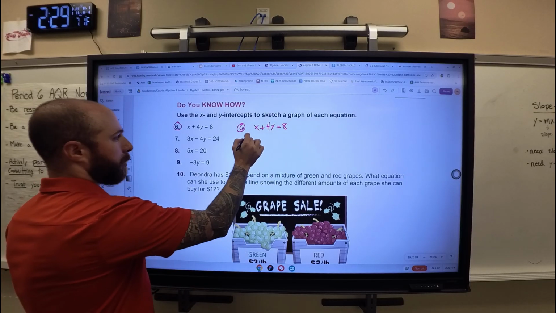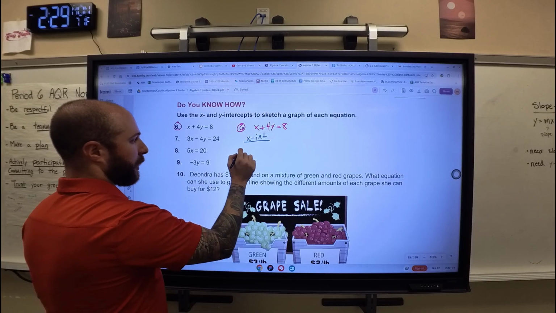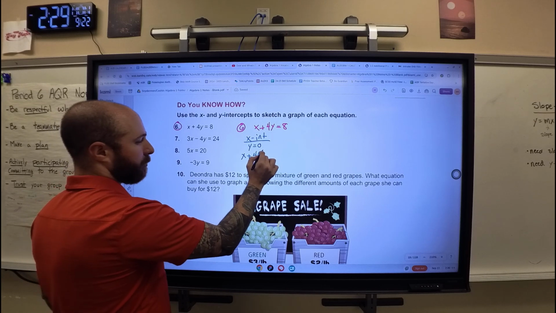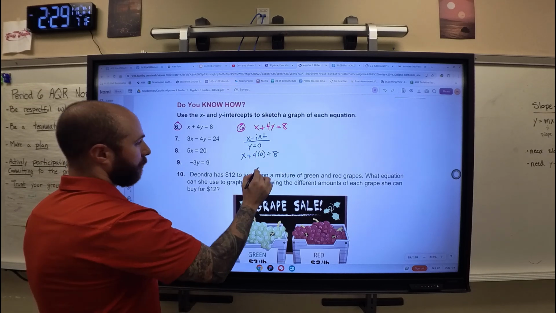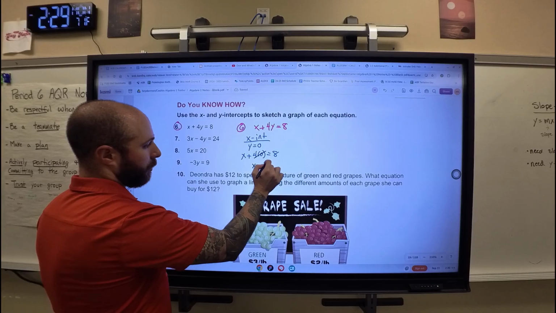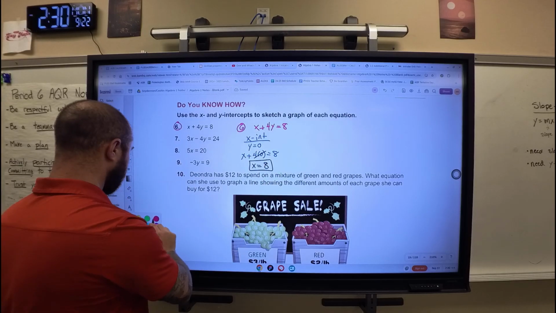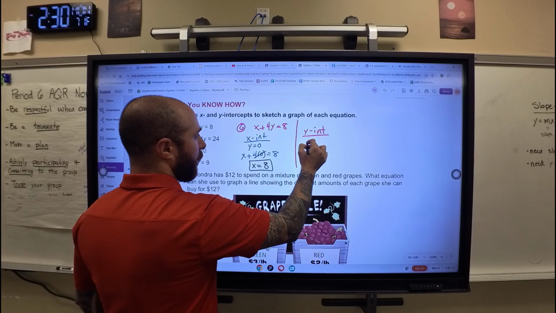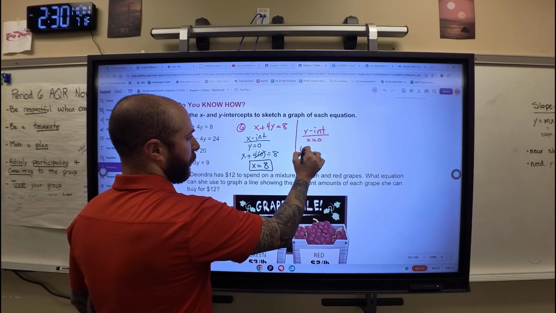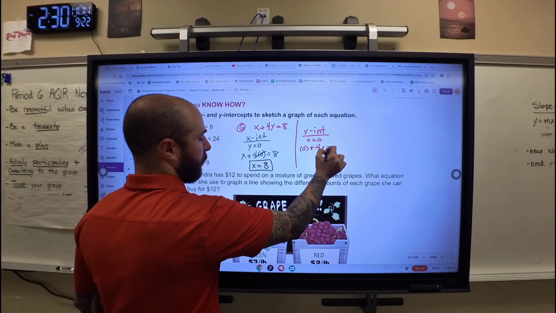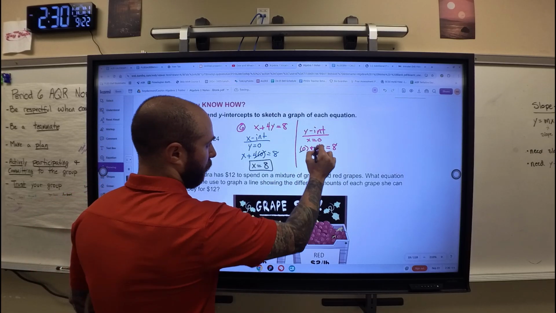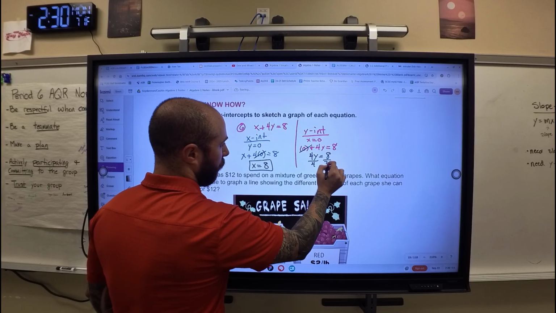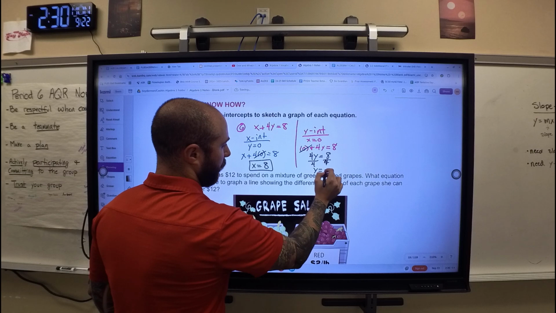Let's find the x-intercept by setting y equal to 0. So that gives us x plus 4 times 0 equals 8. 4 times 0 is 0. Leaves us with x equals 8. Let's do the same thing with the y-intercept. Set x equal to 0. We have 0 plus 4y equals 8. The 0 goes away. 4y equals 8. Divide by 4. We get y is equal to 2.